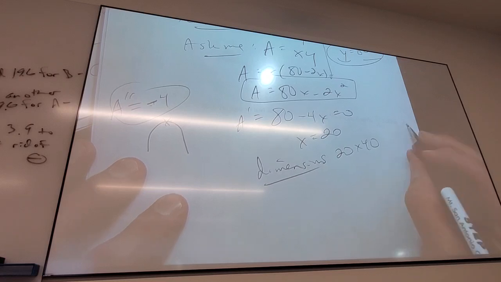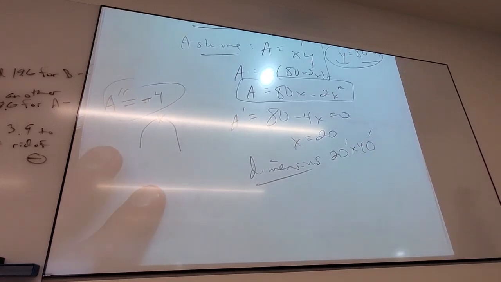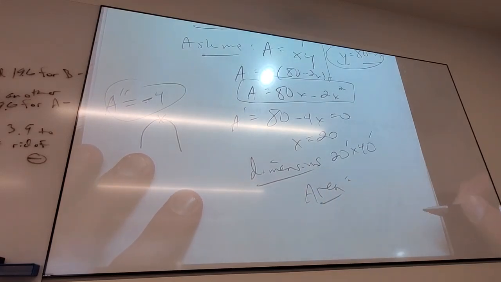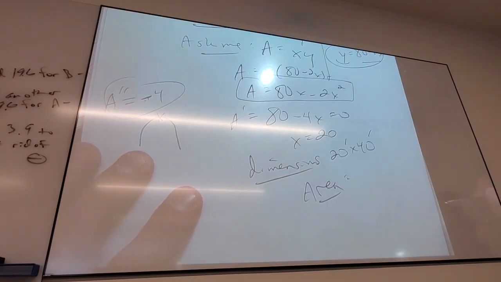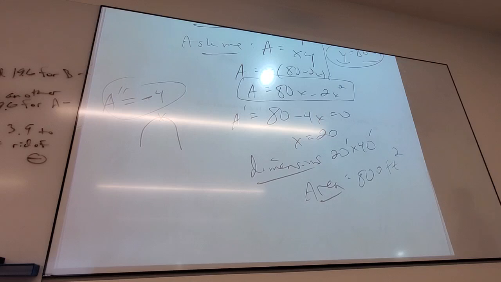20 by 40 what? Yeah. So what's the area? So 20 times 40. 800. 800 square feet. All right. So that's the biggest area I can make.